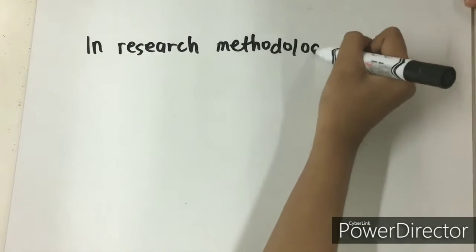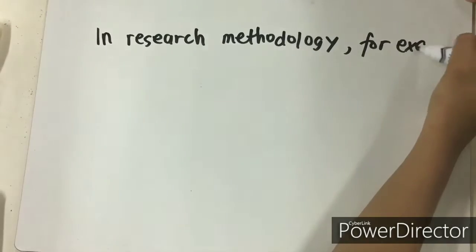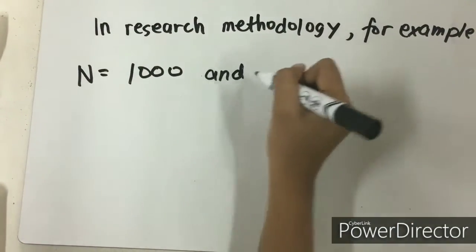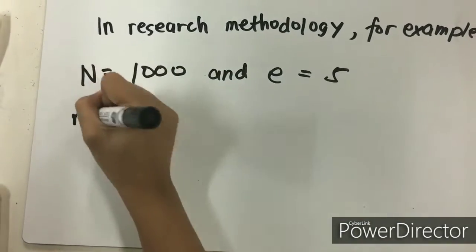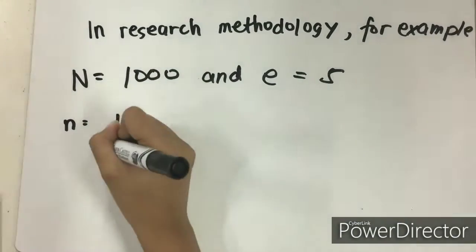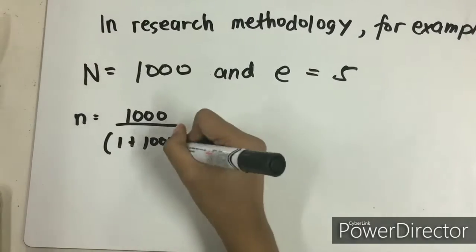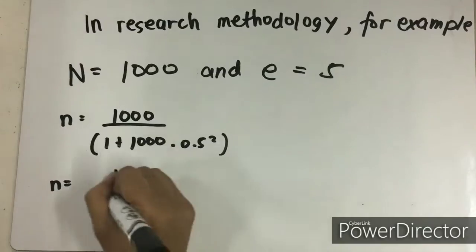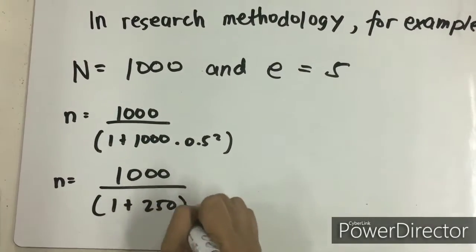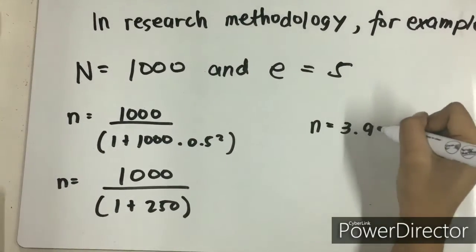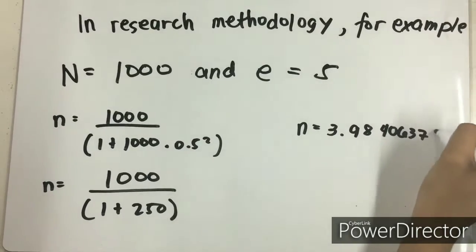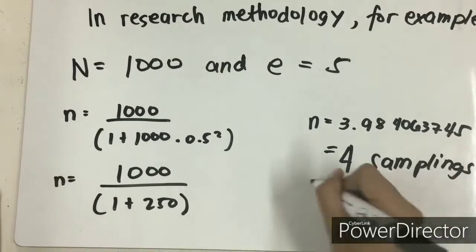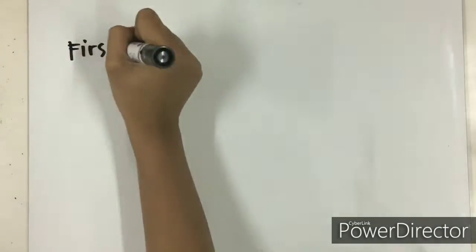In research methodology, for example, uppercase N equals 1000 and lowercase e equals 0.05. To get the sampling size, you have to divide 1000 by 1 plus 1000 times 0.05 squared. You will get an answer of 3.98. Remember that in getting the sampling size, if there is a decimal, always round up. So you will get 4 samples.